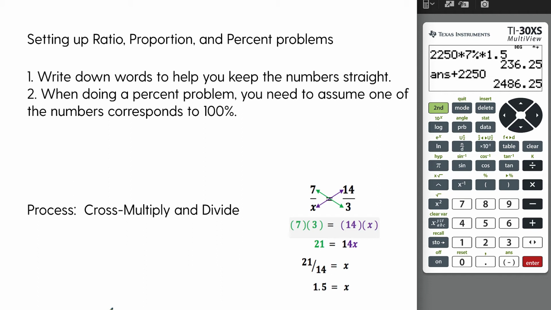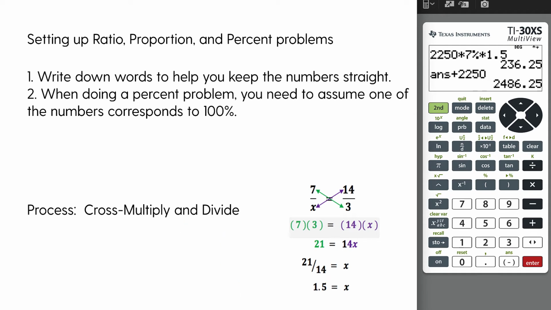And so when doing a percent problem, you need to assume one of the numbers corresponds to 100%. And then the process we will use is to cross multiply and divide. Here's an example of it, where if you're trying to solve for x, you're going to multiply 7 times 3, as you can see here, and then x times 14. So you'll end up with 21 is equal to 14x, and we're trying to solve for x, so we divide. And the answer in this case would be 1.5.